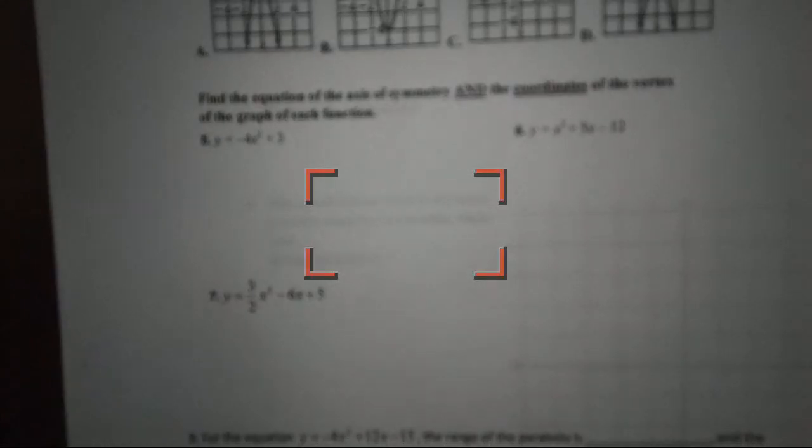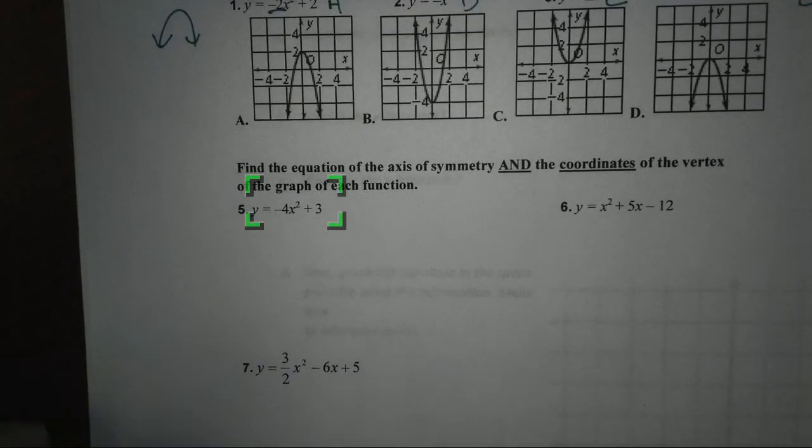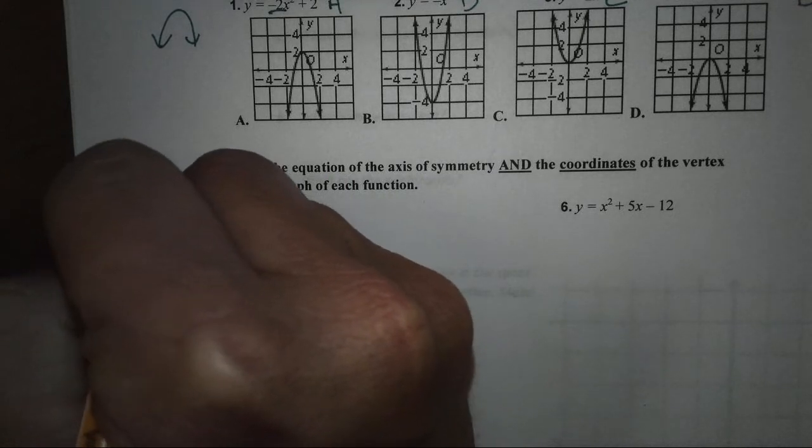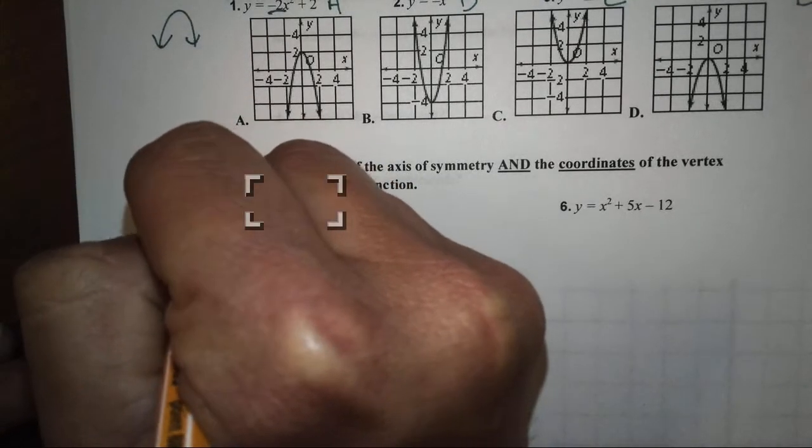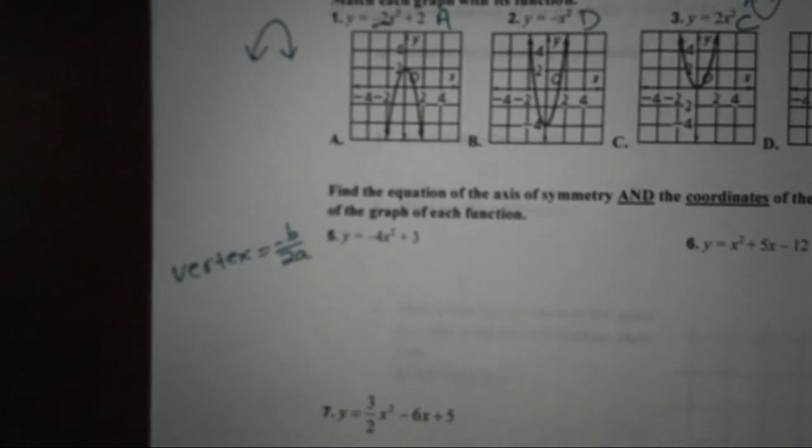Alright, next, number 5, we have to find the equation of the axis of symmetry and the coordinates of the vertex. So remember, we've got a formula that does this for us, and let me focus in on here. Our formula for the vertex and the axis of symmetry is negative b over 2a. And for negative b over 2a, vertex ends in an x. So remember, that was one way that we said we can remember that the vertex formula gives us always an x value.